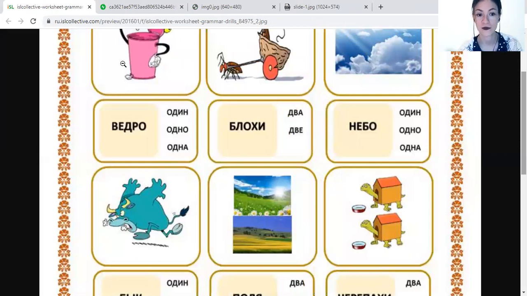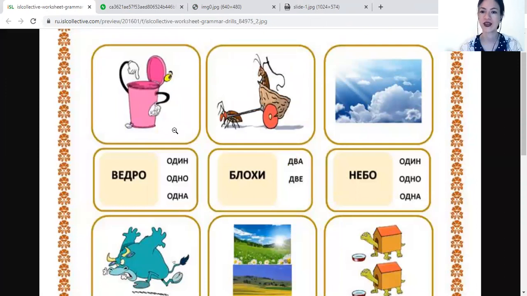Ведро. What do you need to use here? Один, одно, or одна? Let's think. Ведро finishes with o, so most probably it's neutral. So you need одно ведро.